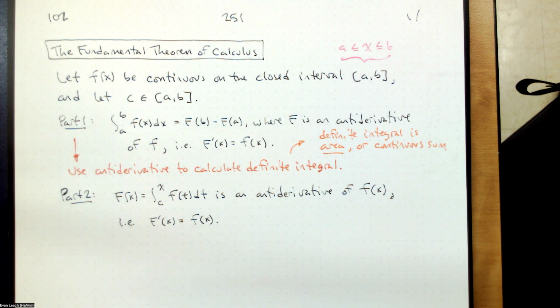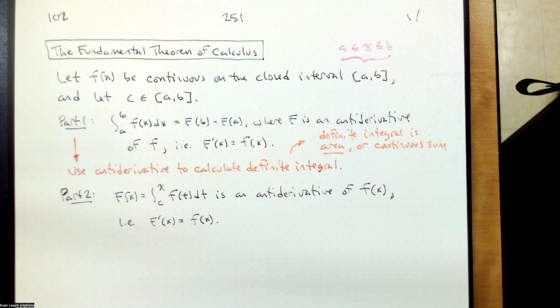Thinking about the relationship between a function, capital F, and its derivative, little f. The bigger picture of what we're doing in the first part of the fundamental theorem of calculus is that we are using an antiderivative to calculate a definite integral. We want to calculate a definite integral, we use the antiderivative to do so. And in this case, we're thinking of the definite integral as an area, or more philosophically, as a continuous sum.